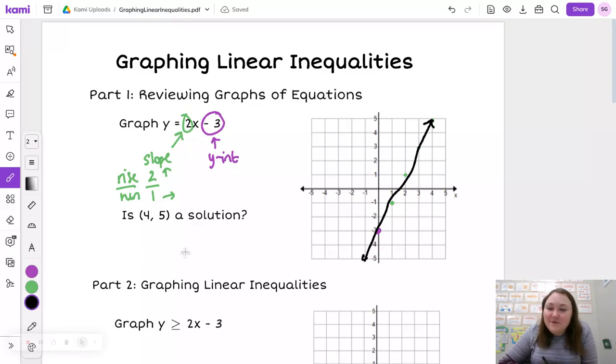So questions like, is (4, 5) a solution? You could identify if (4, 5) was a solution by substituting 4 for x and 5 for y into your equation, but if you have the graph, we've learned that any point that is on the line is a solution. So (4, 5) is this point right here, and because it's on the line, it is a solution. If you put 4 for x and 5 for y into your equation, it would say 2 times 4 minus 3 is 5, which is true. 2 times 4 is 8, and 8 minus 3 is indeed 5. This is what we've already learned.